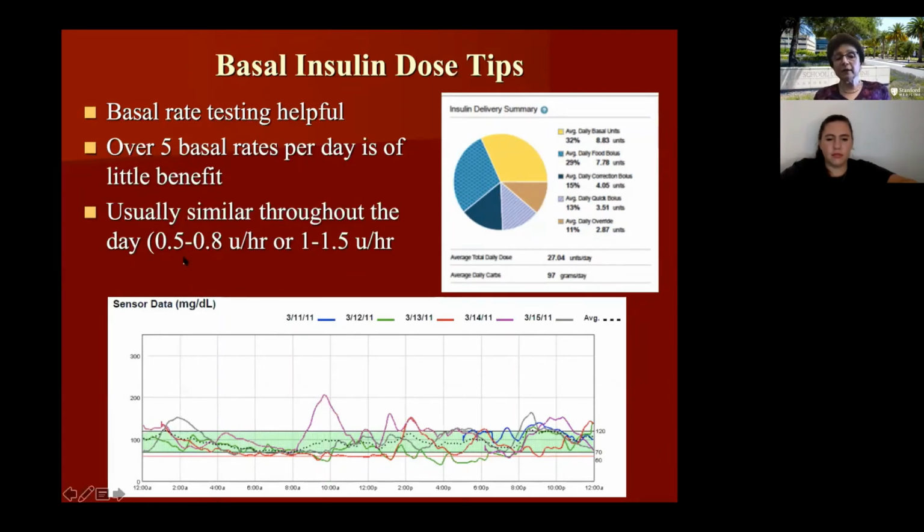So for example, if your basal rate average is 0.6, then you would have your basal rate ranging anywhere from 0.5 to 0.8. If you have 1.2, it would be between 1 and 1.5. So it usually doesn't make sense if one basal rate is 0.5 and then the next one is 1.2 and then you go to 0.3. The body usually doesn't work like this. So something is not right with either the correction, or something is not right with the carb ratio.